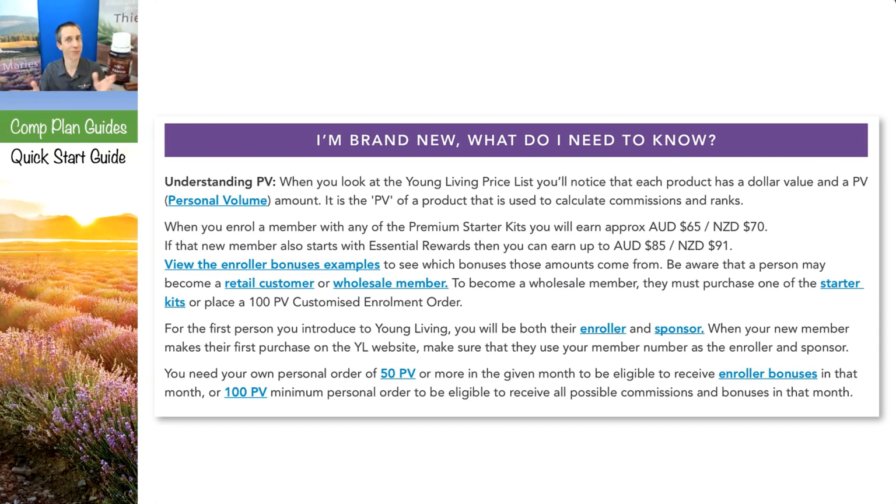50 PV, 100 PV, all with links to learn more about that, so that they can understand the detail of it. If they're a bit of a green personality and want to know all of those specific details, they can do that with this as well. If they just want to know the brief, what they need to know, it's all there for them. So that's the first section, I'm brand new, what do I need to know?